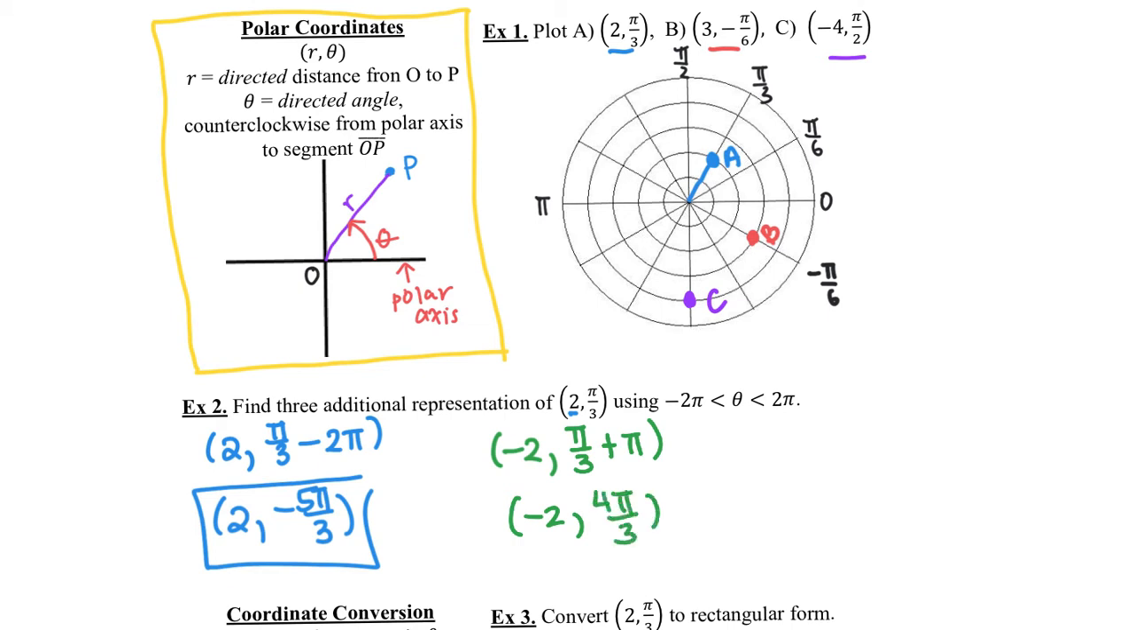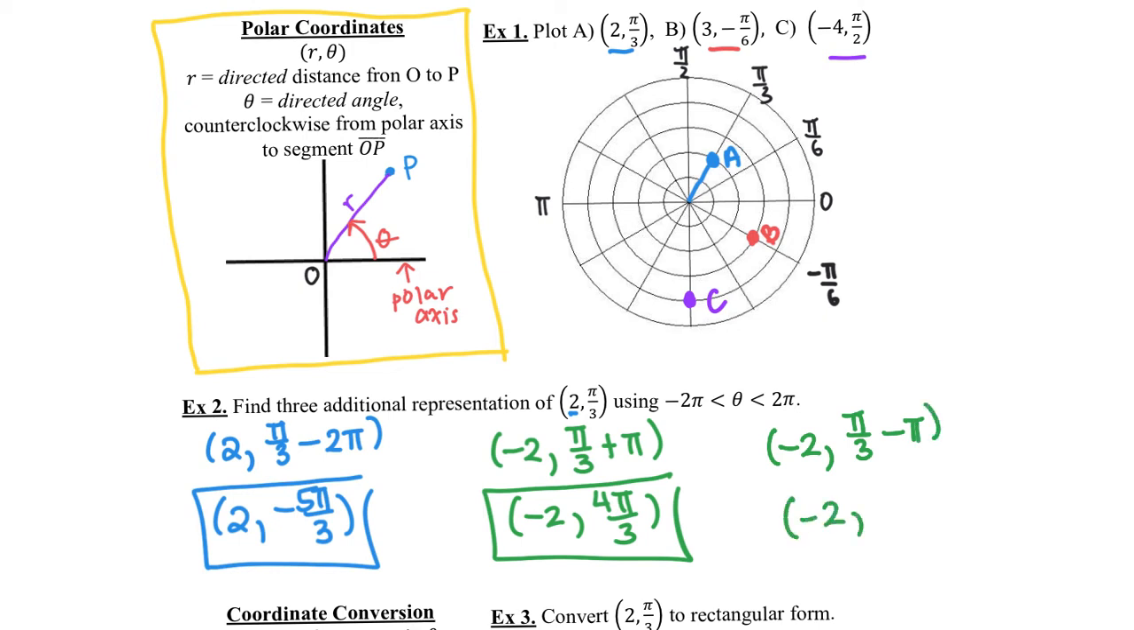Okay, let me check and make sure this is the same point as point A. Where is it? Pi over 3, 2 pi over 3, 3 pi over 3, 4 pi over 3 is along this line. If I travel negative 2 units along this line, I go back 2 and I end up at A again. Okay, now let me find another point using r is negative 2. How about if I do pi over 3 and I go back pi? It's still going to take me to the other side of the circle, just in the opposite direction. So pi over 3 minus 3 pi over 3 is negative 2 pi over 3.